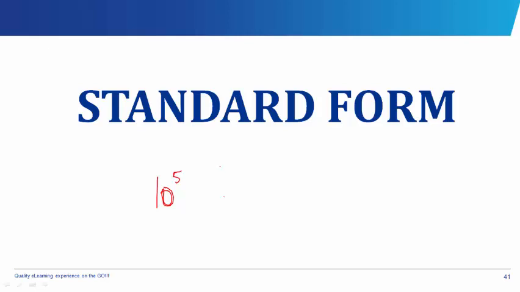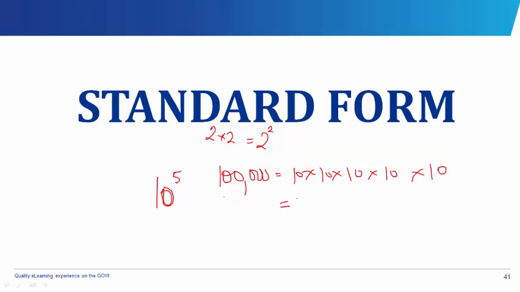So when I have a number like 100,000, 100,000 means 10 times 10 times 10, times 10 times 10. It has 1, 2, 3, 4, 5 zeros. When you're multiplying a number by itself, for example, 2 times 2, you can say it's the same thing as 2 raised to the power 2. So 10 times itself 5 times will be 10 raised to the power 5.